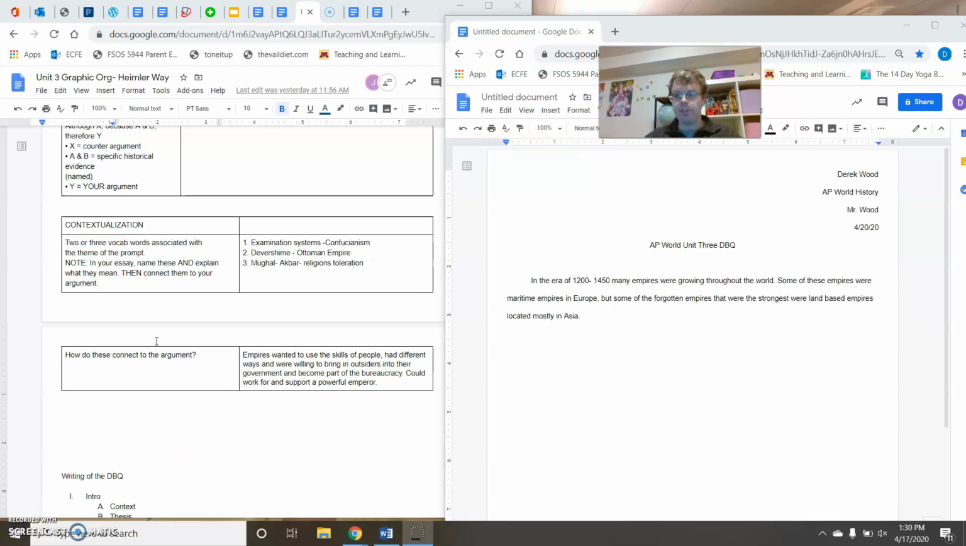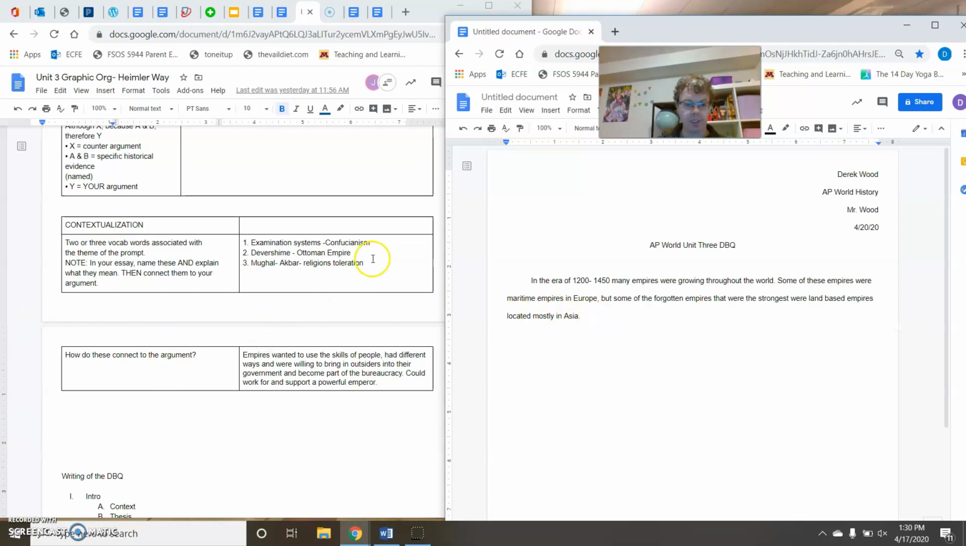To speed things up, I just typed. So let me read that sentence again. In the era of 1200 to 1450, many empires were growing throughout the world. Some of these empires were maritime empires in Europe, but some of the forgotten empires that were the strongest were land-based empires located mostly in Asia.